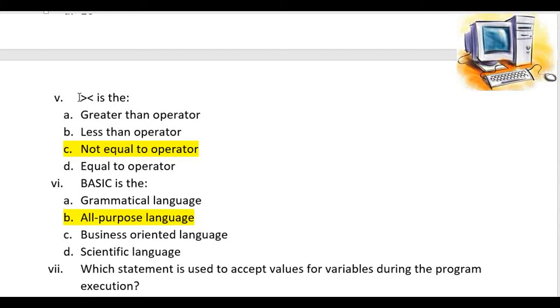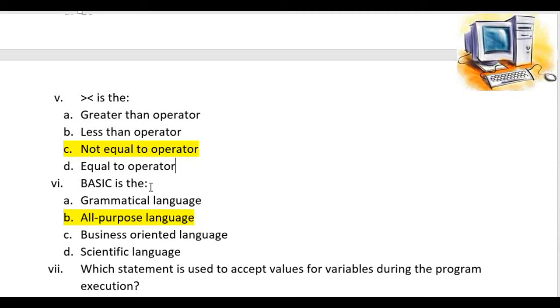Fifth MCQ is this operator, greater than and less than, is the not equal to operator. Whenever these operators are used together, first one is greater than and then immediately the less than operator is used, it means not equal to operator in the BASIC programming language.